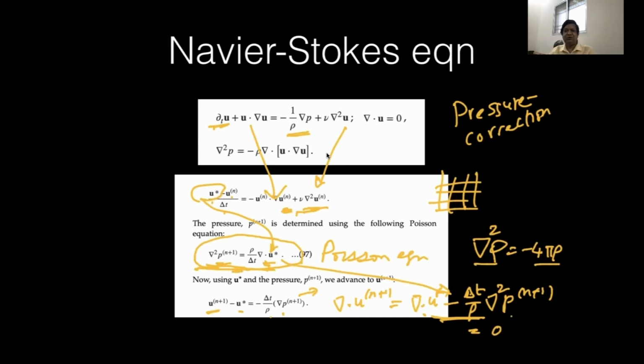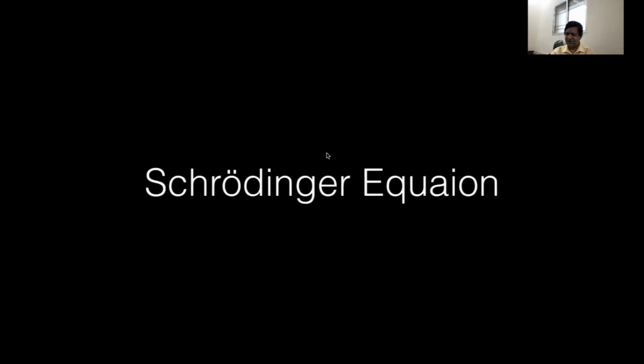So we do it in 2 steps. We compute the intermediate velocity field u star. Using that, we compute pressure, and use that pressure to compute the next un plus 1. This is called pressure correction. It is a very popular scheme. It works, and you get the solution. I will not say much about Navier-Stokes, I'm just telling you the scheme. If you're interested, you can solve it for 2D at least.